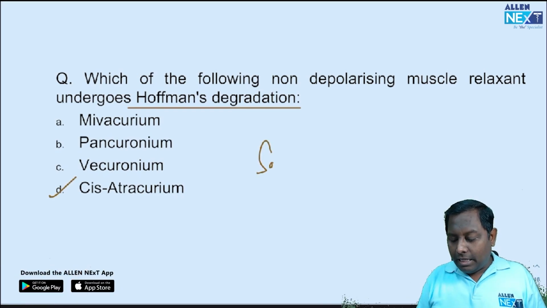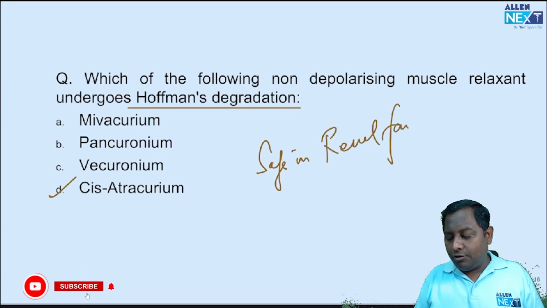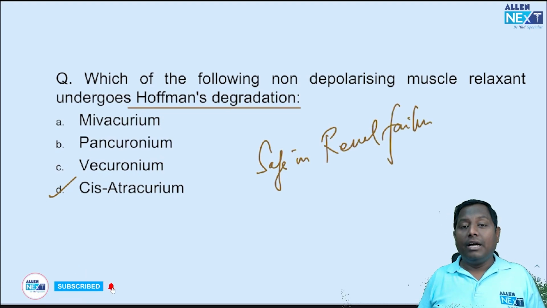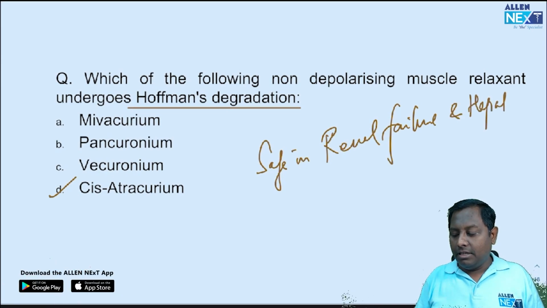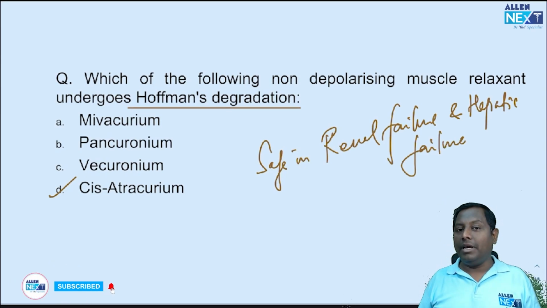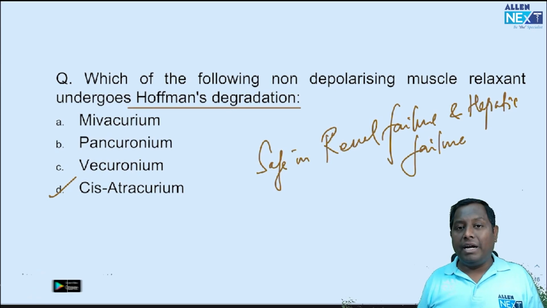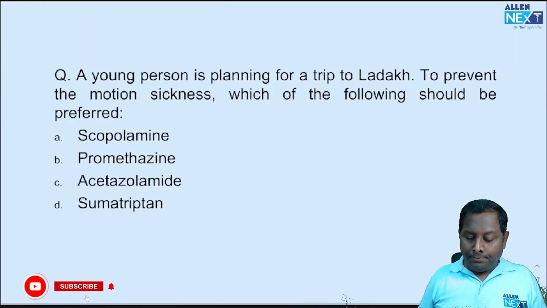That is why they are considered safer in renal failure patients. So next time they can give you a case-based scenario: a patient with renal failure history and also hepatic failure history. Which of the following non-depolarizing muscle relaxants will be preferred? Safer in renal or hepatic failure will be cis-atracurium, because it undergoes Hoffman degradation. So they are inactivated not by enzymatic metabolism but through structural rearrangement.